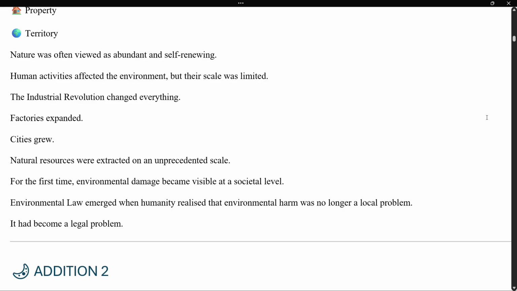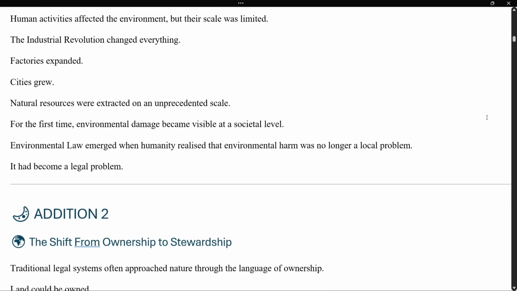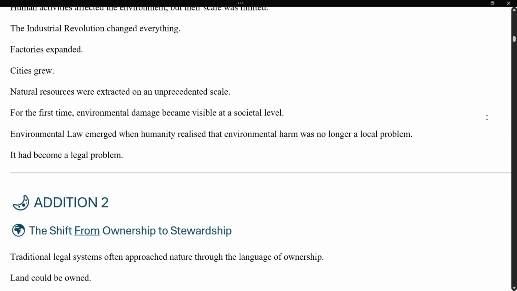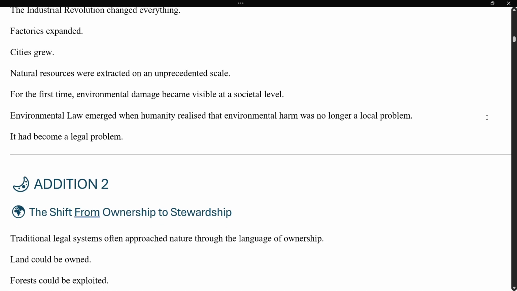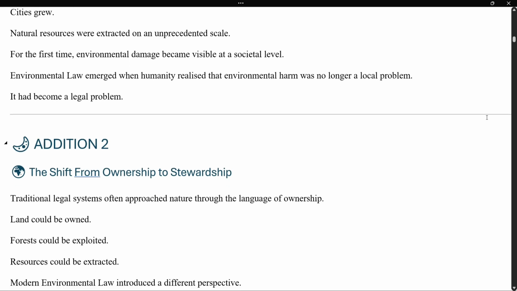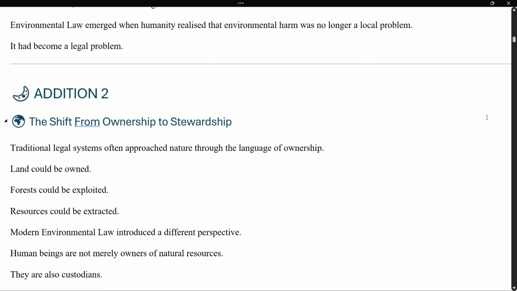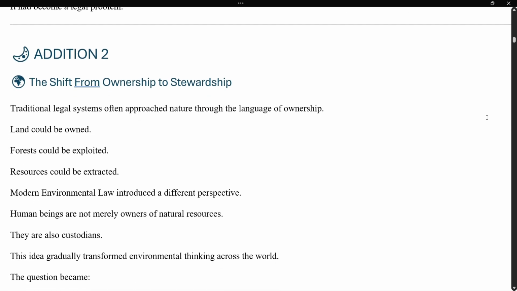The Industrial Revolution changed everything. Factories expanded. Cities grew. Natural resources were extracted on an unprecedented scale. For the first time, environmental damage became visible at a societal level. Environmental law emerged when humanity realized that environmental harm was no longer a local problem. It had become a legal problem.